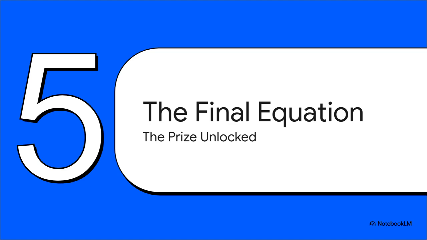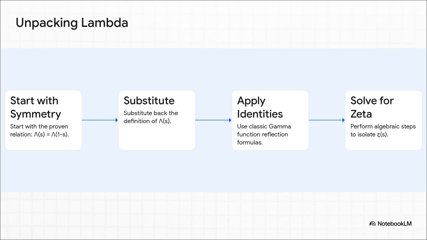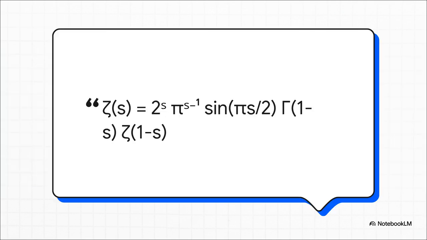Now, all that's left is to use that key to unlock the final prize, to translate this discovery back into the language of the zeta function itself. So we write out our symmetry equation in full. Then we substitute back the definition of lambda, which brings our friends zeta and gamma back into the picture. And then, using some classic, well-known identities for the gamma function, we just do a few final algebraic steps to tidy everything up and get zeta of s all by itself on one side. And there it is, our final destination. A truly remarkable equation that gives us the value of zeta anywhere on that map by relating it back to a value in the territory we already understood.